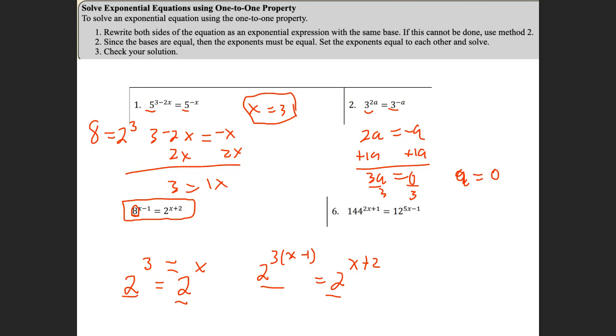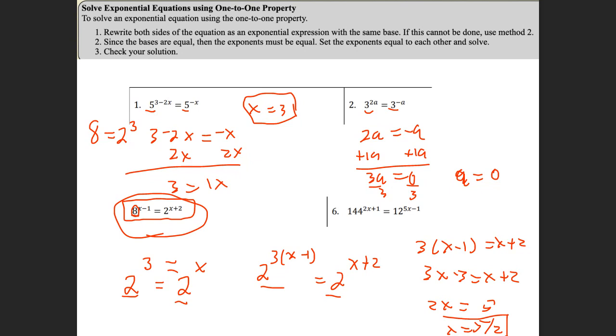And if the bases are the same, then the exponents are equal. So I would just rewrite this as 3 times x minus 1 is equal to x plus 2. And then I can solve this. So that would be 3x minus 3 is equal to x plus 2. And that would give me 2x equals 5. x equals 5 halves. So those are the toughest types of problems that you'll get tonight, where you have to make sure the bases are the same.